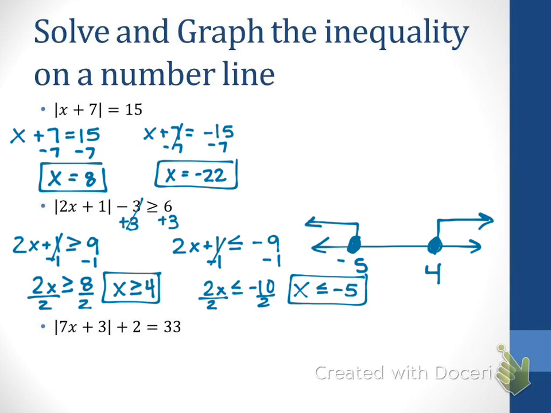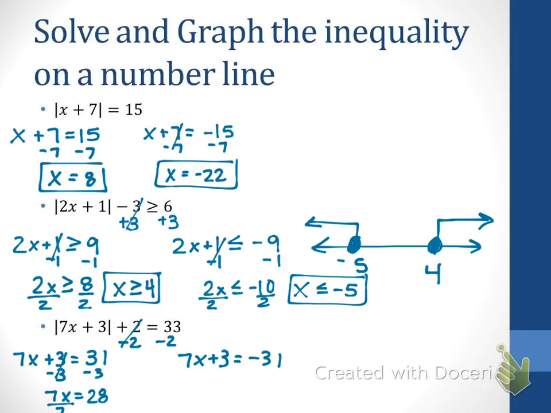Okay? And last but not least, on this chapter 6, do I have to graph this problem, first of all? No, because it's an equation. But what do I have to do first? Subtract 2. Very good. Now I can drop the bars. 7x plus 3 is equal to 31. And 7x plus 3 is equal to negative 31. Subtract 3 on both sides. 7x is equal to 28. Divide by 7, and x is equal to 4.